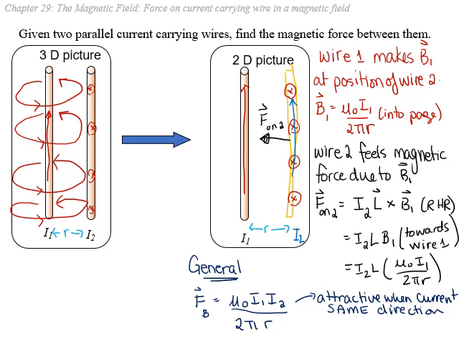And I'll leave you to try that for an exercise. You can also see that it's repulsive when current is in the opposite direction. So now you might also ask, what is the force on wire 1? And that would be a really great question to ask.